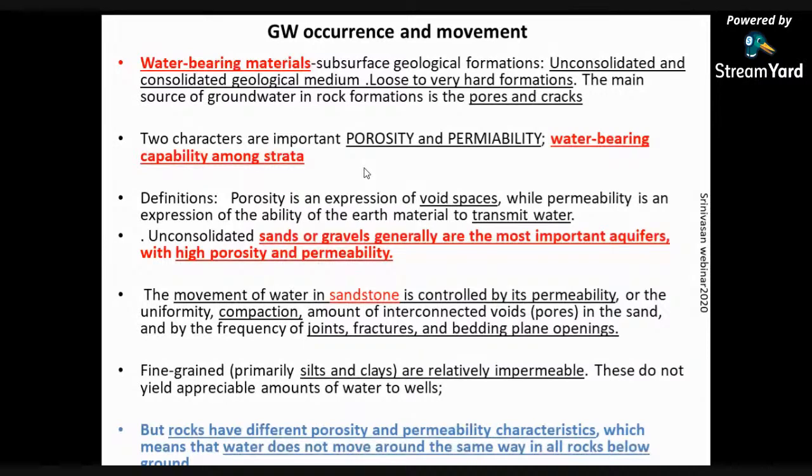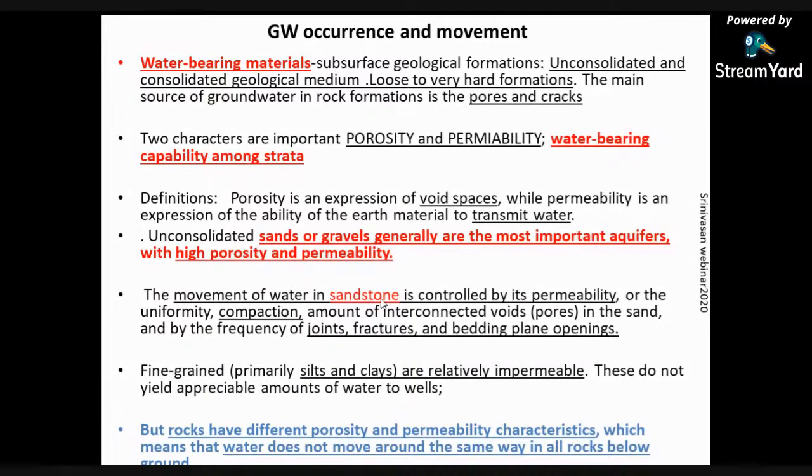Whether it's an urban area, coastal area, rural area or hilly area, what is the water-bearing capacity of the subsurface strata? Whether this area will hold water or not is a million-dollar question decided by the subsurface medium. So porosity is the expression of the void space, and permeability is the ability to transmit the water. So water also flows underground, like a surface river flow. The sands and gravels are the most important aquifers.